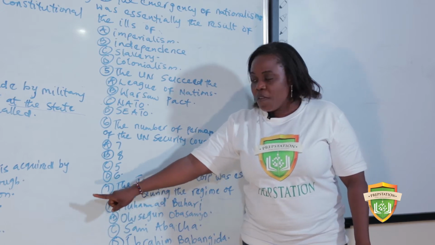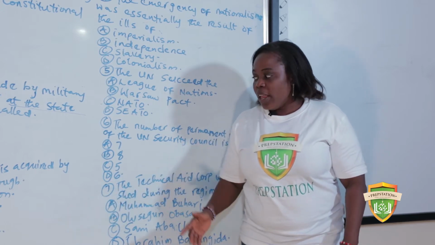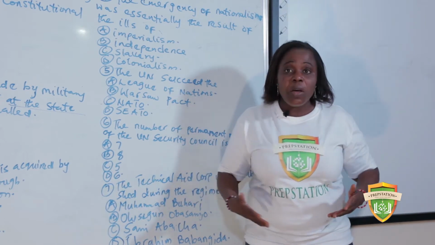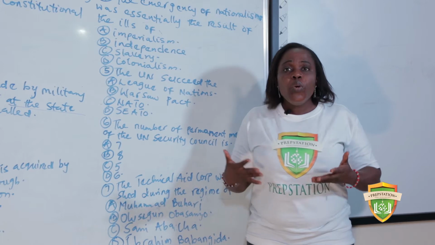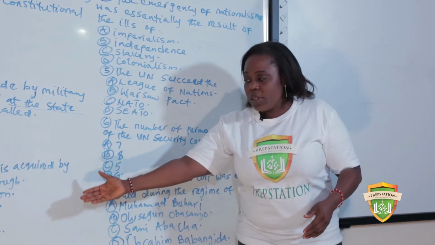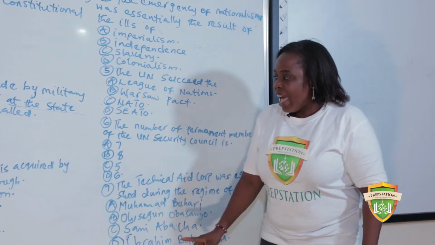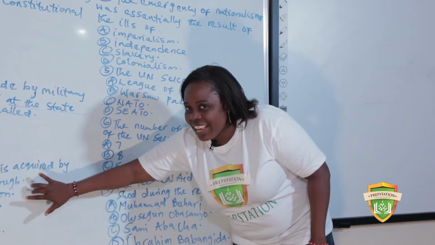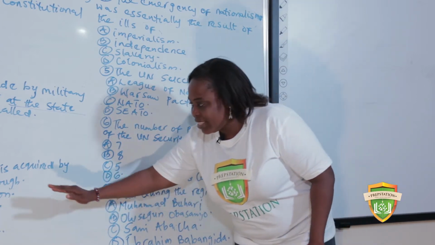Two countries conferred her this citizenship. And we sometimes refer to it as honorary citizenship. Maybe they have seen your good works and the only way to appreciate you is to confer you with this citizenship. Now, an alien is the one. The answer is naturalization.